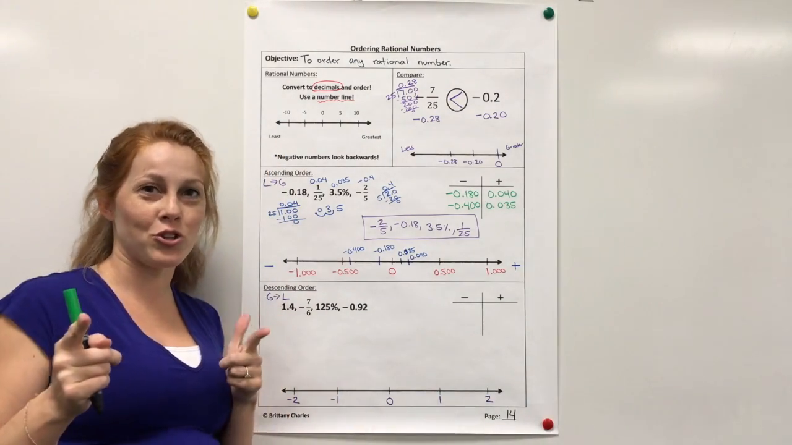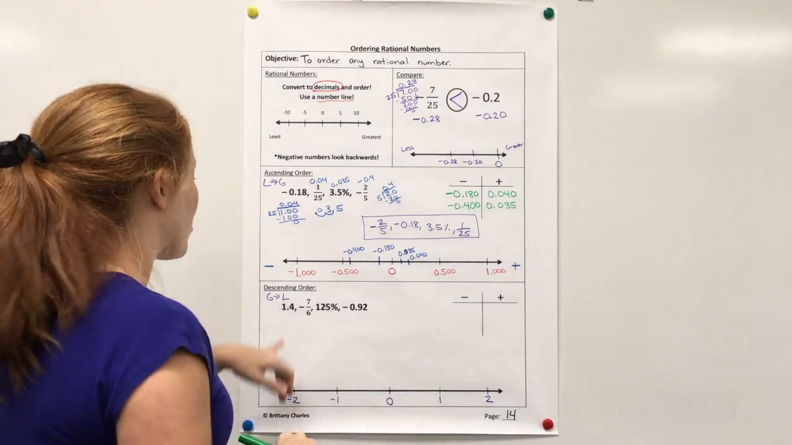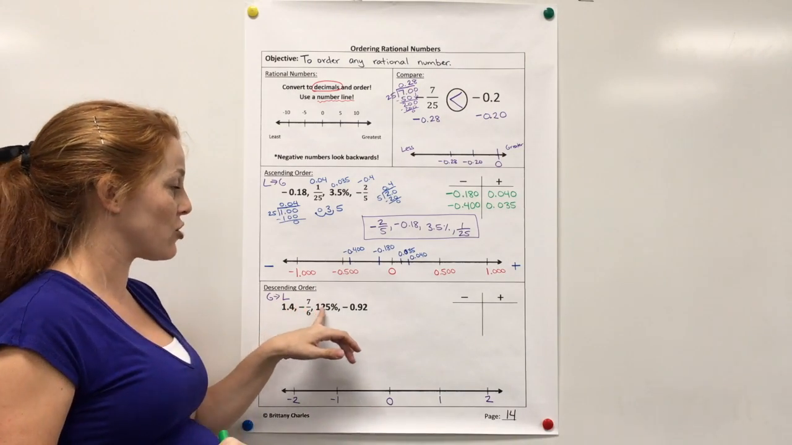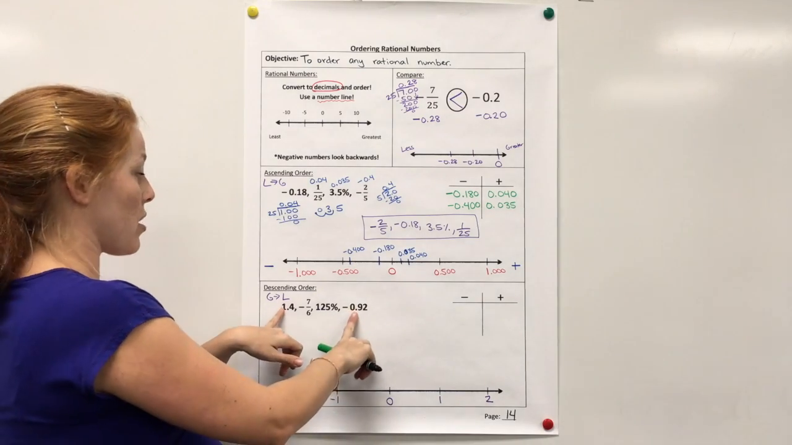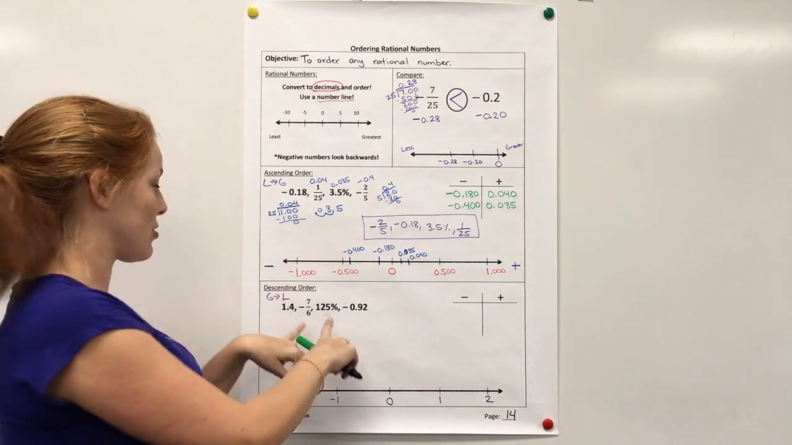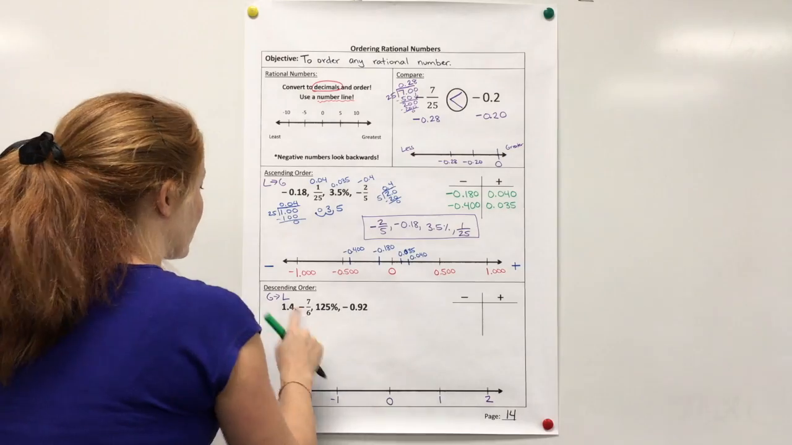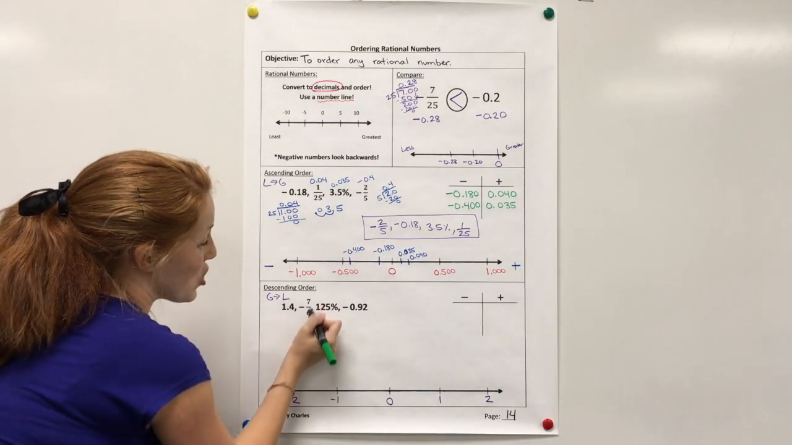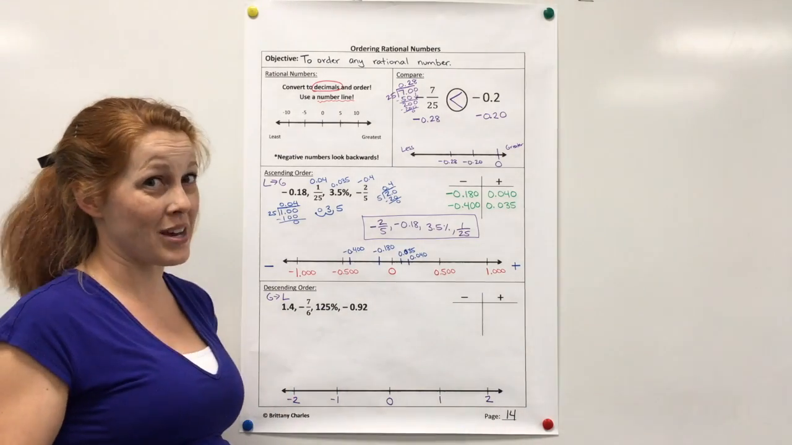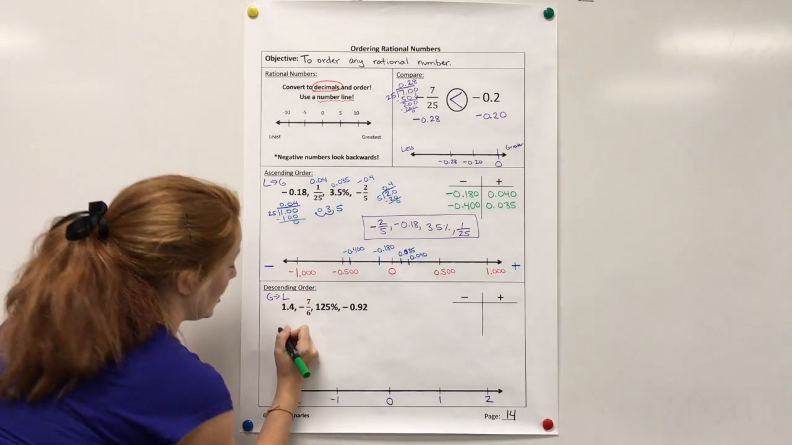Okay, by now you should have already tried this on your own. So let's go ahead and change them all to decimal form. These two are already in decimal form, great. Let's just change these two. So 7/6, I'm gonna divide that. I know that it's gonna be over a whole because it's improper.